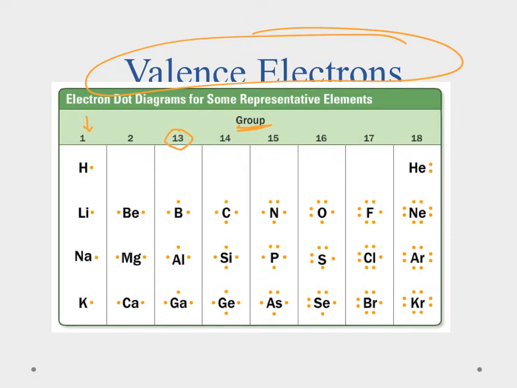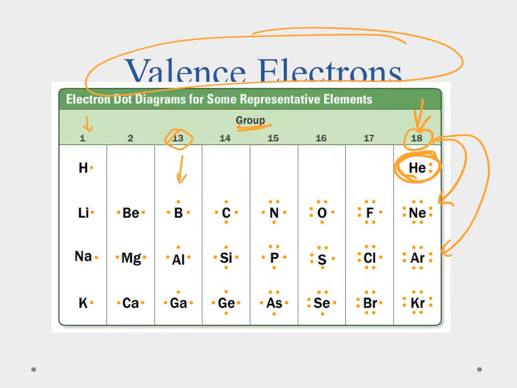The reason we do that is because we generally tend to focus more of our attention on the first 20 or so elements to show us how these work. So 13, get rid of the 1, we have 3, then 14, 15, 16, 17, and then group 18, these guys are going to have 8. Now helium only has 2 because it's in the first energy level, and that one only holds 2 electrons. But these ones are going to be full, and these are what we call our noble gases or our inert elements. Because they're full, they generally tend not to react.